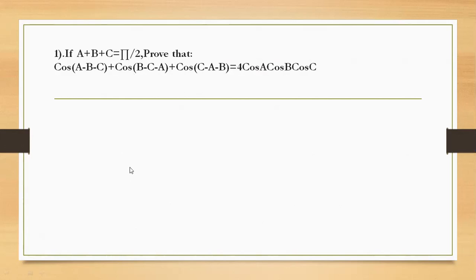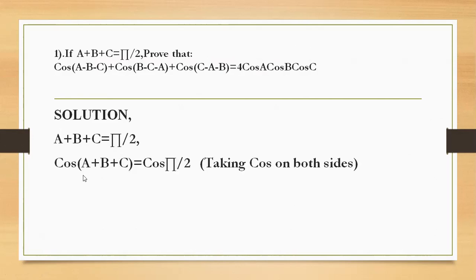And here we have to write the solution. Write this given condition a plus b plus c equals pi by 2, and take cos on both sides. Then it will be cos(a plus b plus c) equals cos pi by 2. Cos pi by 2 means cos 90 degrees, which means 0. That's why cos(a plus b plus c) equals 0.